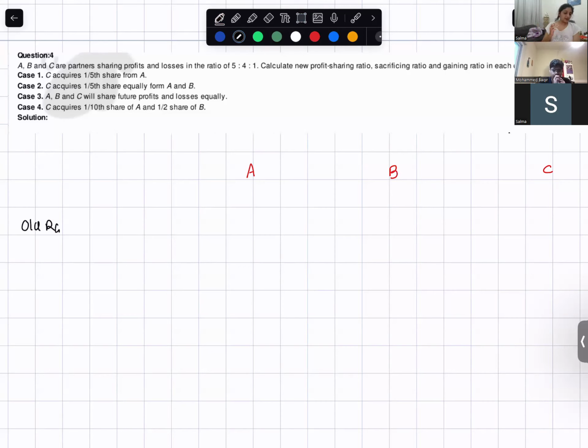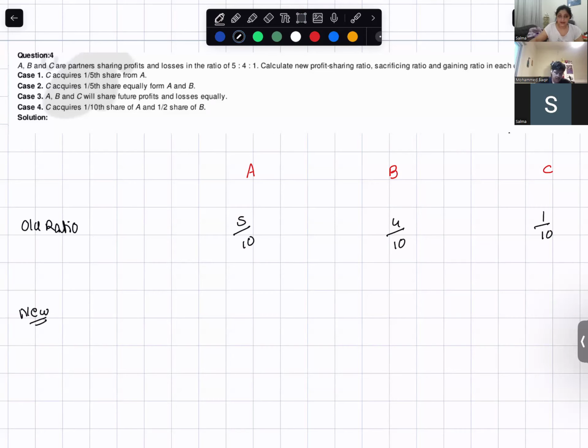Let's do together. What is the condition? I have 3 partners A, B, and C, correct? What is the old ratio? 5:4:1. 5 by 10, 4 by 10, 1 by 10. New ratio: C is acquiring 1/10 share of A and 1 by 2 for B.